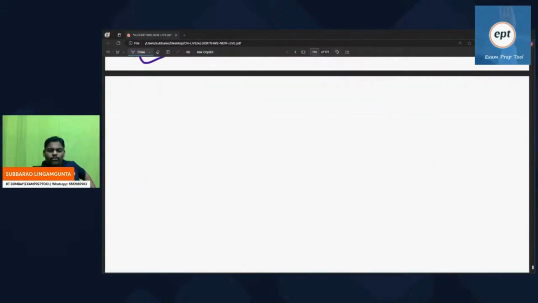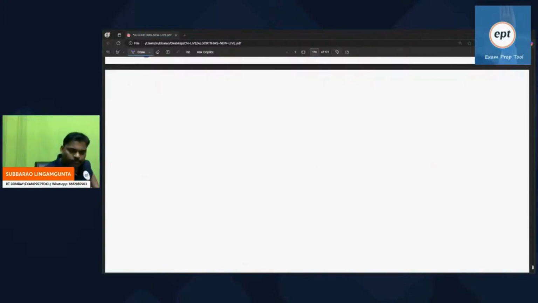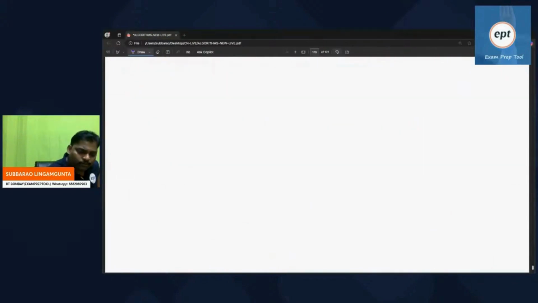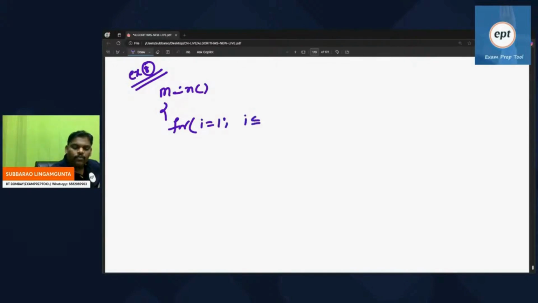Let's move to one more problem. Example 8. Main, for i equal to 1, i less than or equal to n.